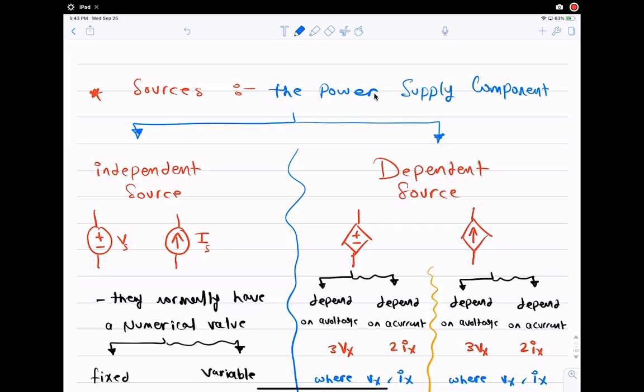A source is the power supply component. It's the component that would supply power to the entire circuit. Now, there are two types. The first type is called independent, and the second one is a dependent source. Obviously, from the name, independent only depends on itself. It does not depend on another element in the circuit.